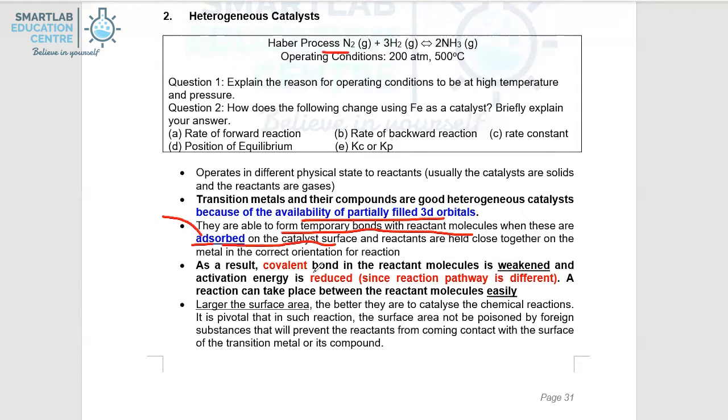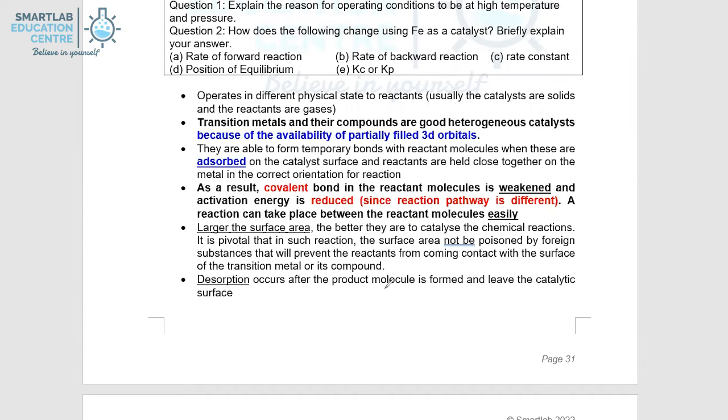By holding the reactants close together on the metal surface in the correct orientation for chemical reactions, covalent bonds are in fact weakened. So activation energy is reduced and the reaction pathway has changed, so reactions can take place faster between the reactant molecules. Desorption occurs after the product molecule is formed and leaves the catalytic surface. The catalytic surface could then adsorb another new batch of reactant molecules. And that's how heterogeneous catalysts work.